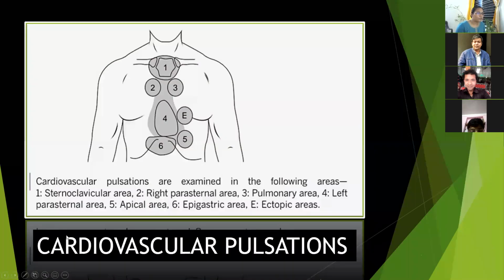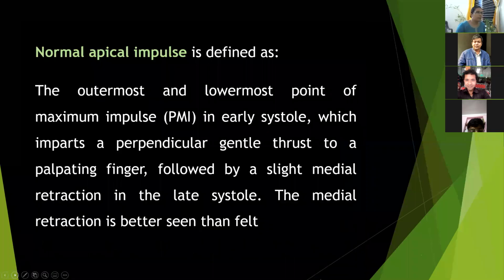Now is cardiovascular pulsations. So what are the areas that you will examine? This is the sternoclavicular area. This is a junction between the sternum and the clavicles, the right and the left sternoclavicular area. Then this is the right parasternal area. This is the pulmonary area, the left parasternal area, the apical area, epigastric area, and this is for ectopic areas. Now we will come to how to look for the pulsations in these areas and what it denotes.